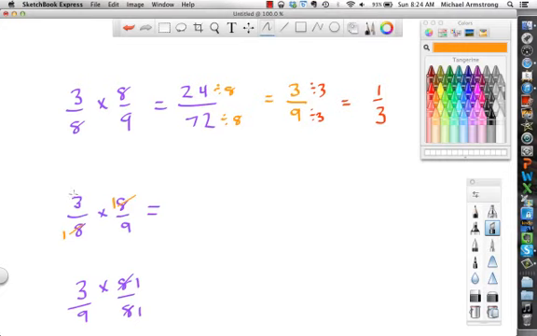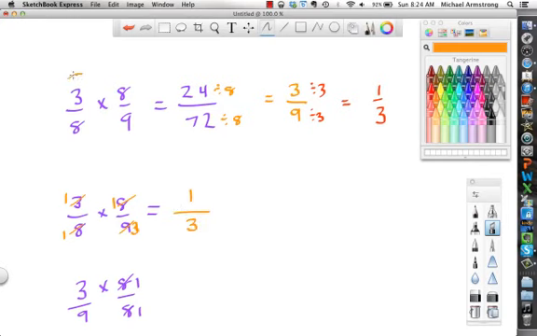And then we're also going to simplify 3/9. 3/9 becomes, divide by 3 and get 1, divide by 3 and get 3. Okay, now when we multiply, 1 times 1 is 1. 1 times 3 is 3.